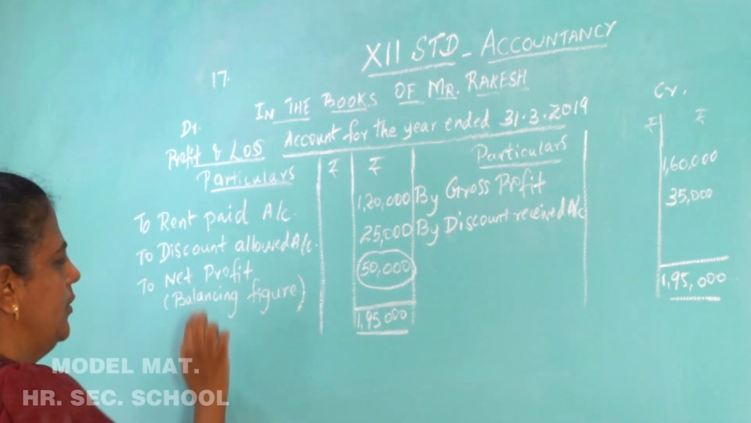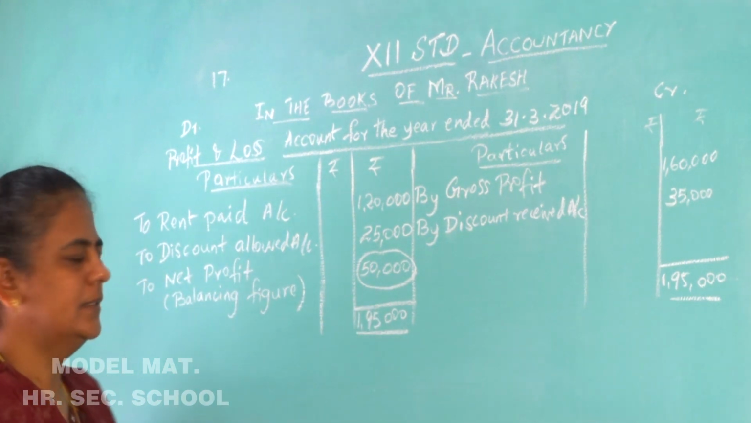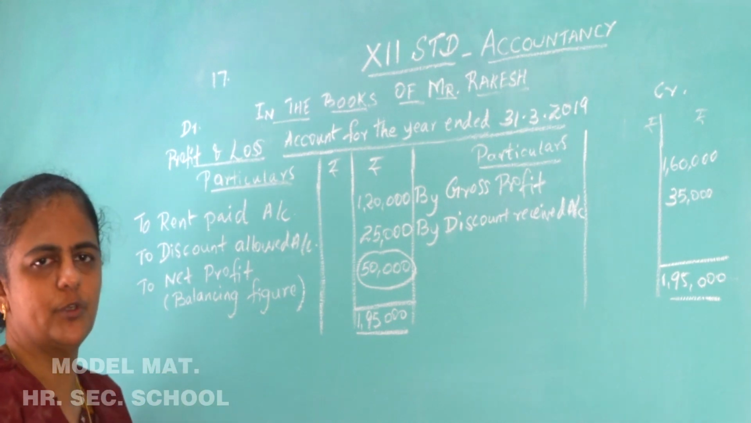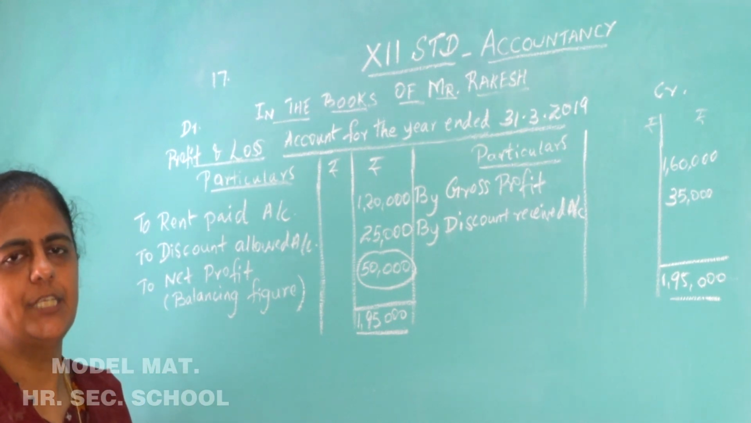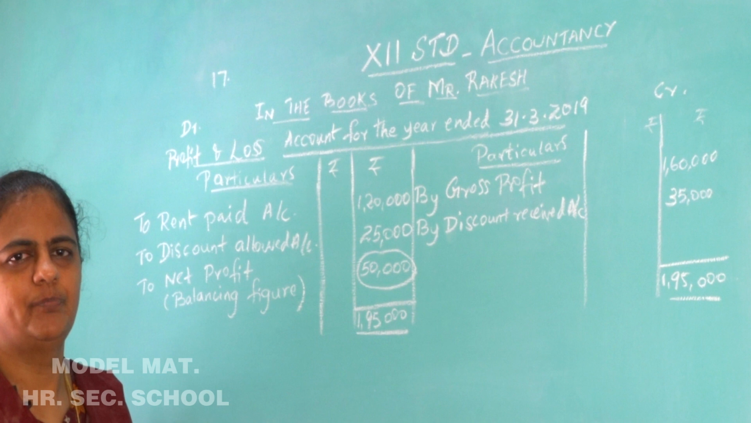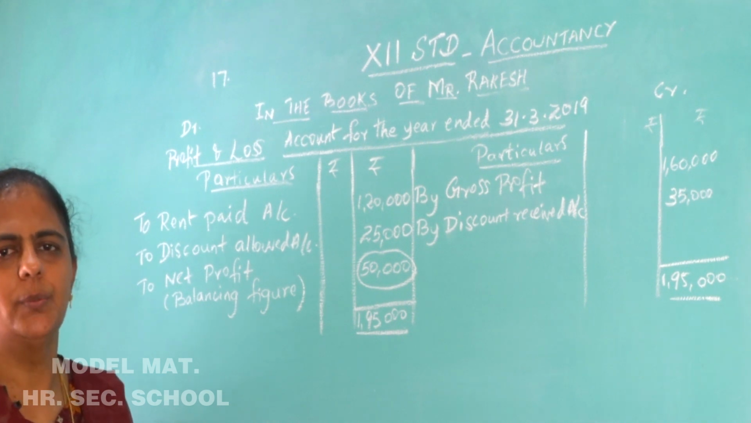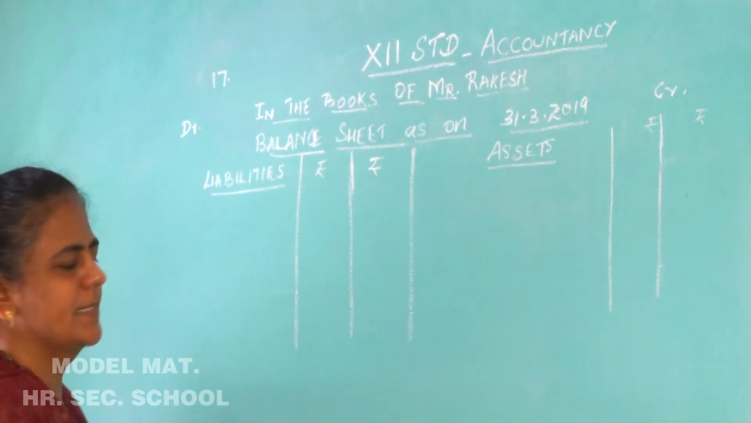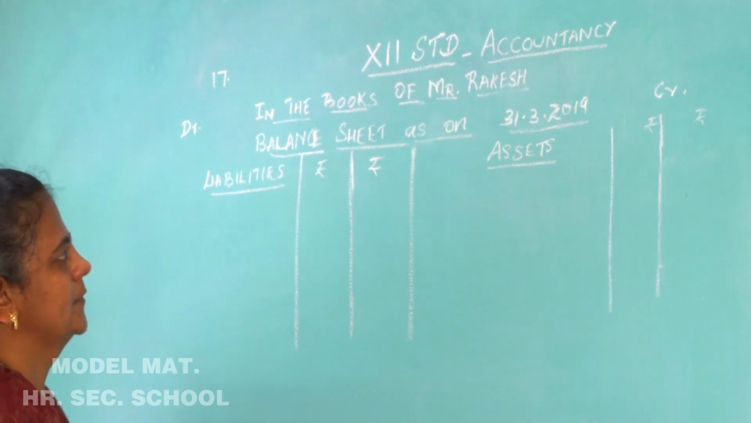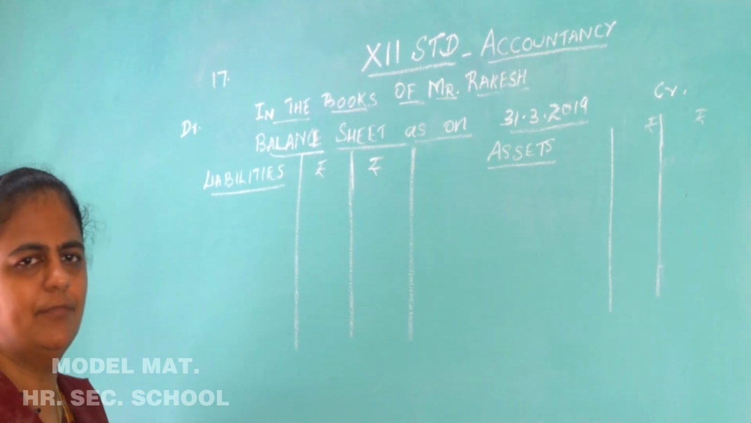Now, what you have to do with this net profit? This net profit should be carried to your balance sheet, it should be added with the capital. So, now we will move on to balance sheet. So, the next step is preparation of balance sheet. That is the final step in final accounts.